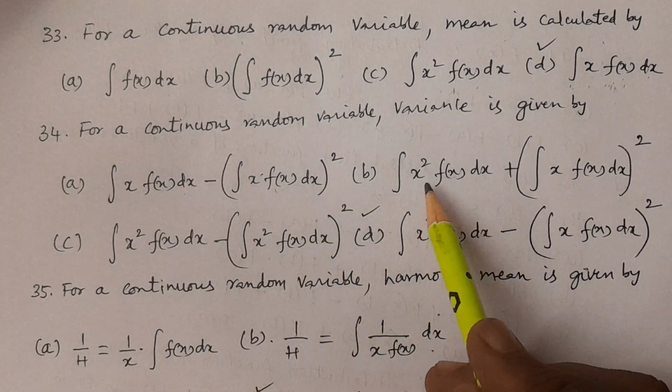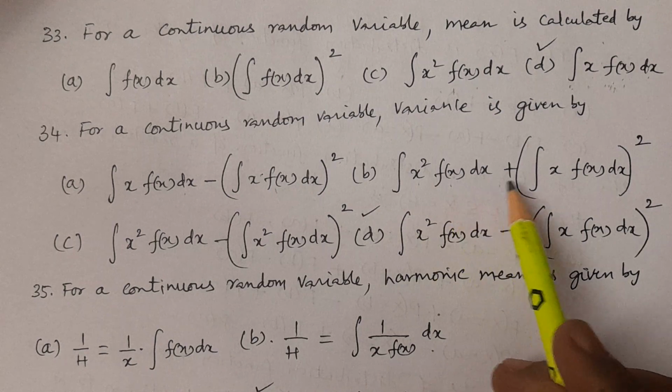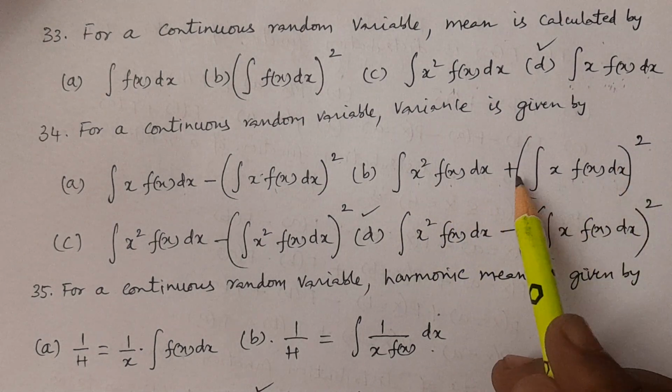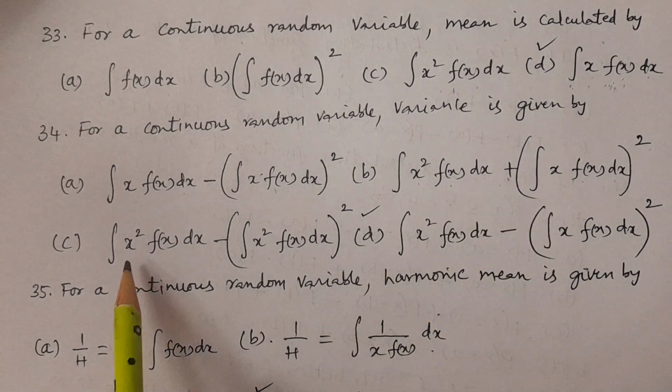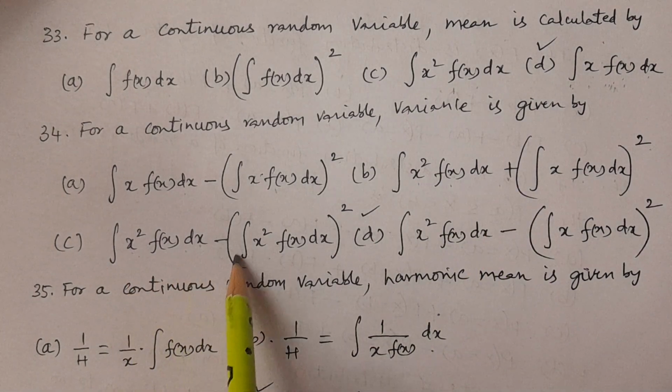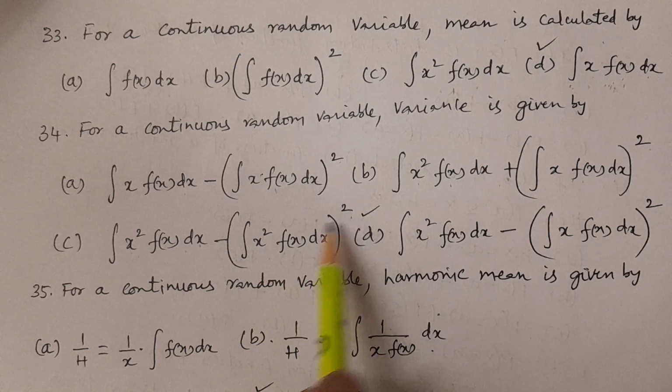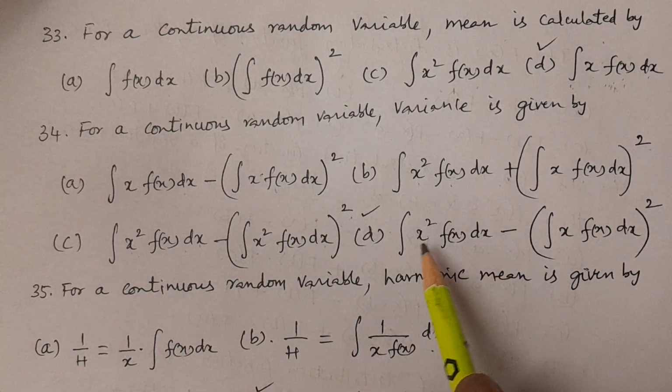No, it is not correct. Integral x square f of x dx plus integral x f of x dx whole square. This is plus, therefore it is wrong. It should be minus. Integral x square f of x dx minus integral x square f of x dx whole square. No, because it is x square.